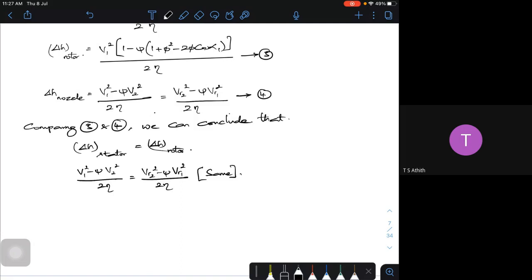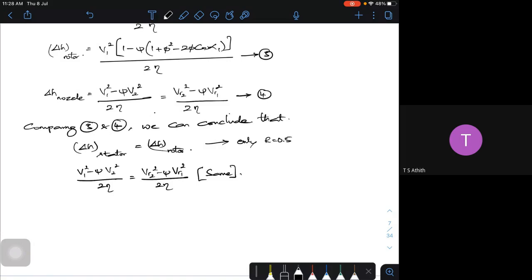That is, delta H of the nozzle or stator is equal to that of the rotor. This holds only when R is equal to 0.5. For other values, these things are going to change. So, delta H of the stator and delta H of the rotor.